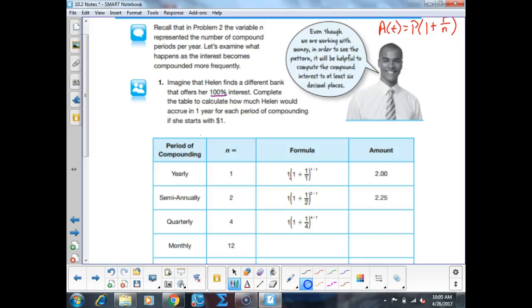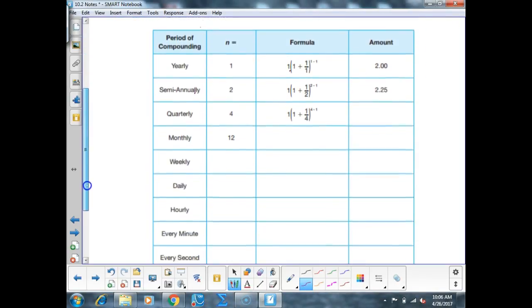But she says, well, wait. Yesterday we learned that the more times we compound it, the better off we are. So she says, what if we do it every 6 months at this new bank? They do the calculations and say you'd have $2.25 in your bank account at the end of the year. Better. Your job now is to fill in the rest of the chart.